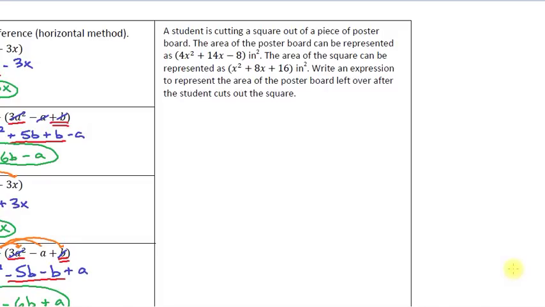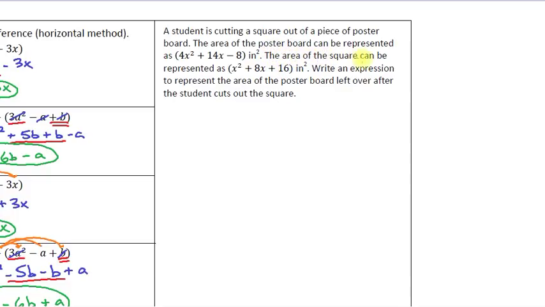Alright, let's take a look and see how adding and subtracting polynomials, or the ability to do that, will help us solve word problems. Alright, so here's our question. A student is cutting a square out of a piece of poster board. The area of the poster board can be represented as this expression, 4x squared plus 14x minus 8 inches squared. Remember, class, area is always in squared units.